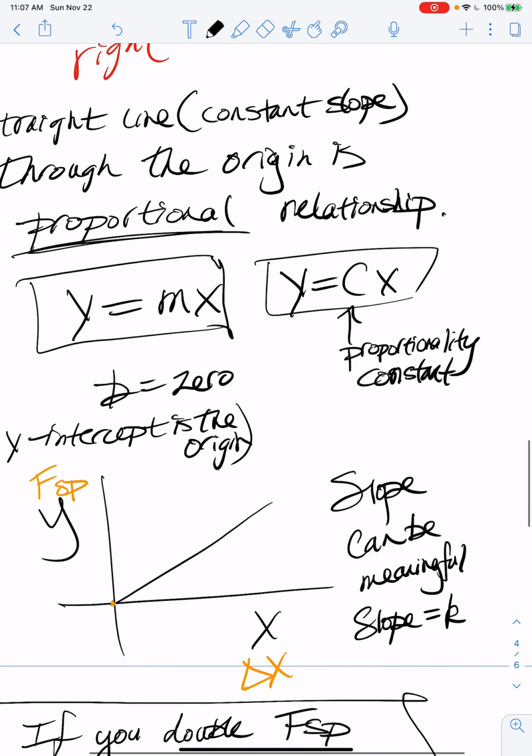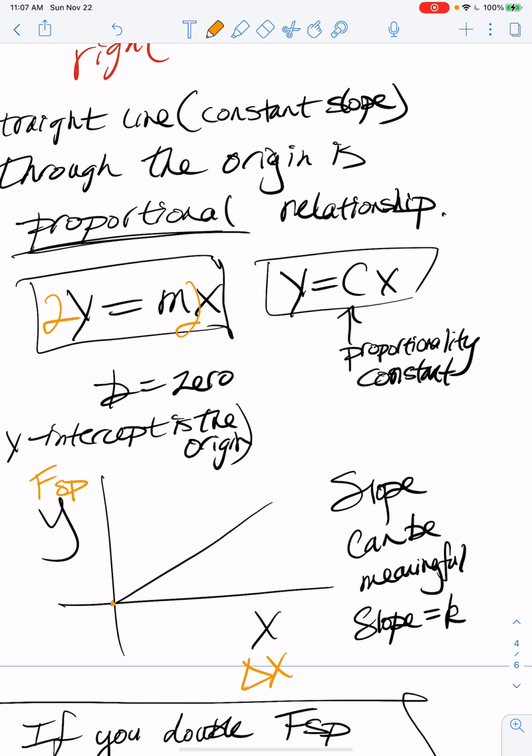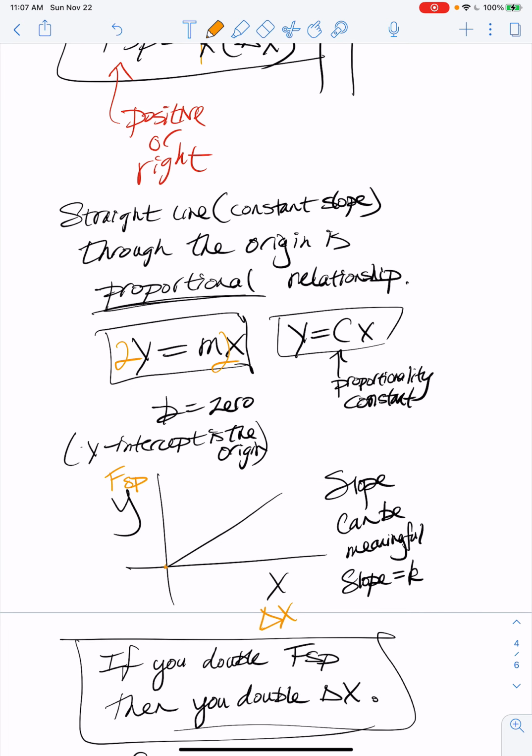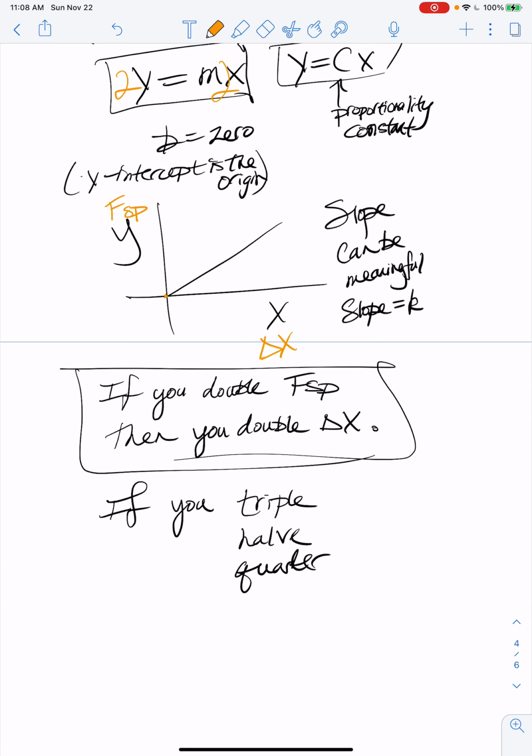So if we come up here, what I'm saying is if you double this, then you double this, right? And that's super important here because k is going to be constant. The slope is going to be constant. The spring constant is going to be constant. You can't change the spring constant of a spring easily, right? It's a characteristic of the spring, like mass. So that makes sense. All right, so we're going to rely on that.